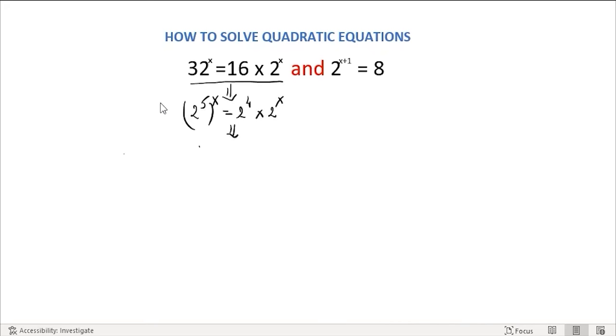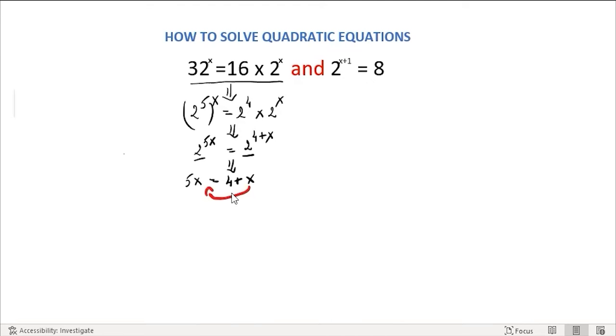Now we have 2 to the power of 5x equals 2 to the power of 4 plus x. Result: the bases are equal, 2 equals 2, and also 5x equals 4 plus x. From here, this one we are going to put in this member.